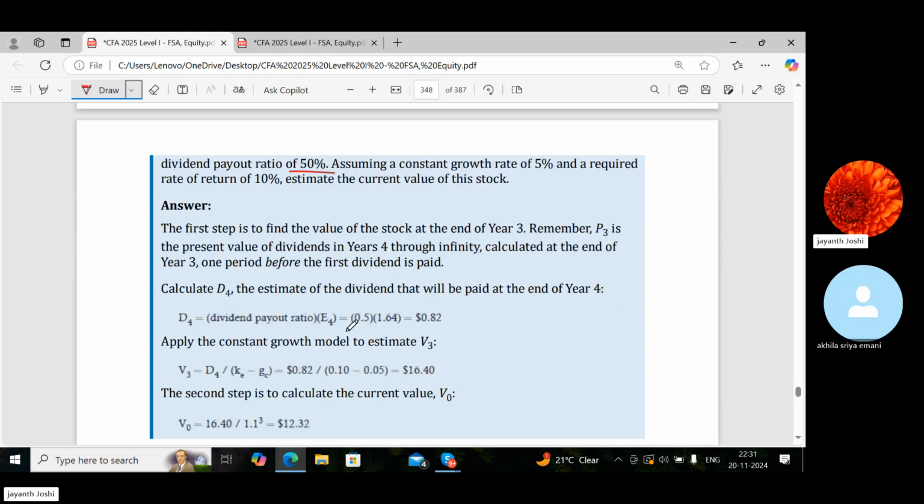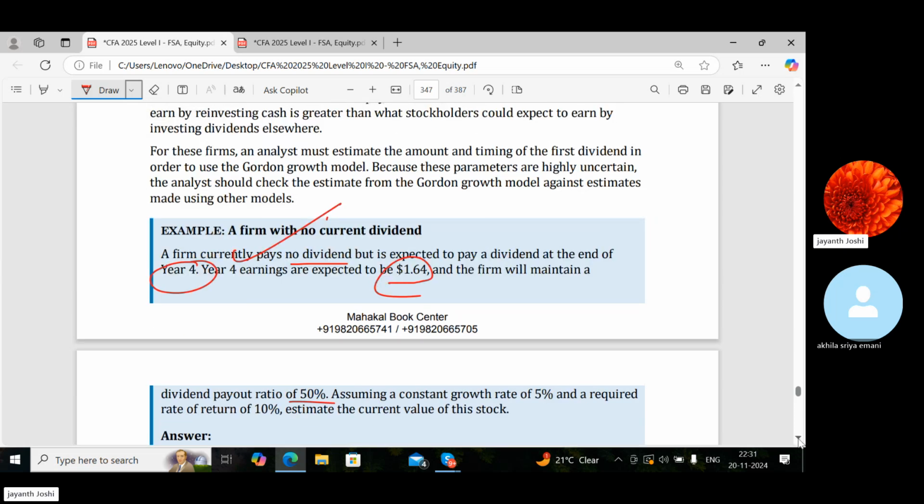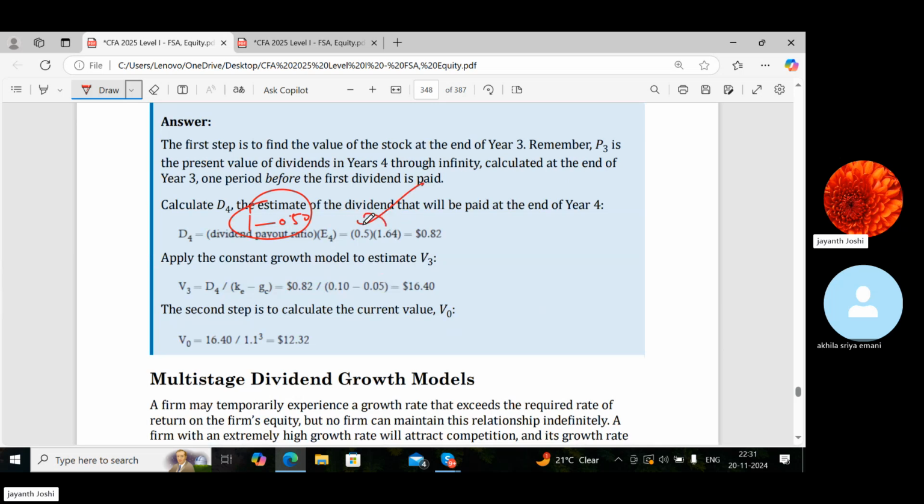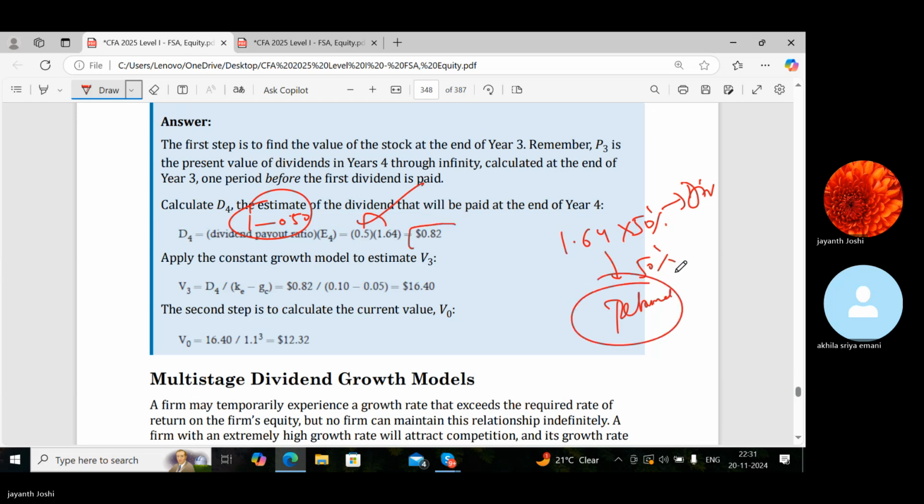At the end of year 4, the dividend amount has not been given, but we can find out that dividend amount. We will take the dividend payout ratio, 1 minus 0.50. So 0.50 is retained, and earnings of year 4 is 1.64. So 50% is paid as dividends, and 50% is retained, which has to be reinvested. Understood? So 0.82 is the retained amount. 0.82 is the dividend amount.